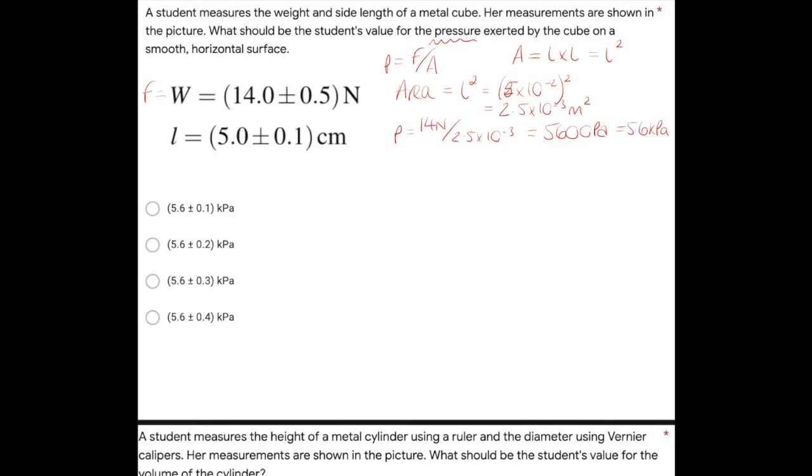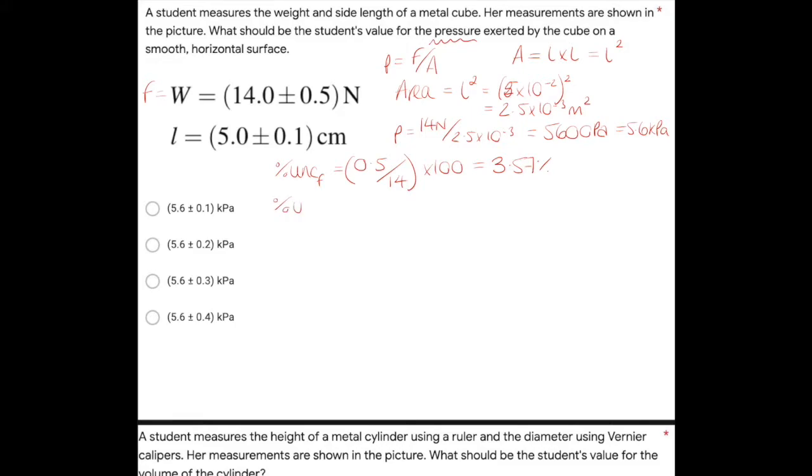What we now have to do, in order to work out the absolute uncertainty in the pressure, is to first work out the total percentage uncertainty in the pressure. To do that, we have to work out the percentage uncertainty in each of the quantities that go into calculating pressure. So we need the percentage uncertainty in force and the percentage uncertainty in area. For the percentage uncertainty in F, we take our absolute uncertainty, which is 0.5 newtons, divide it by our actual value of 14, and multiply that by 100. That gives us a percentage uncertainty in the weight, or in this case our force, of 3.57%.